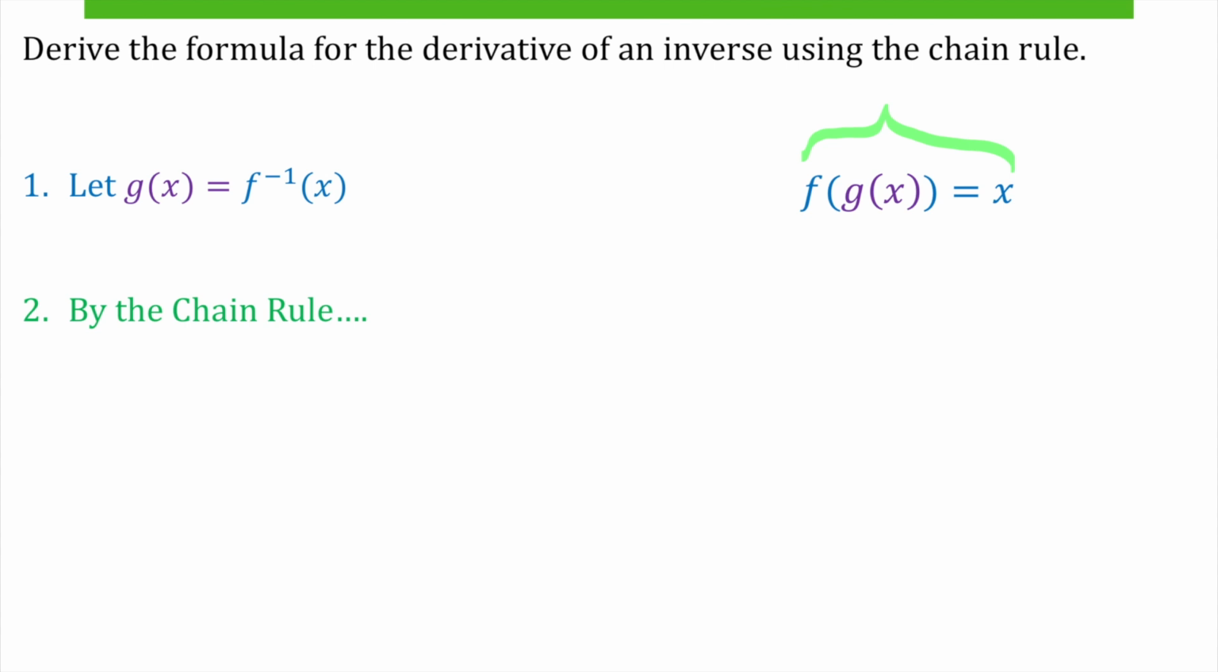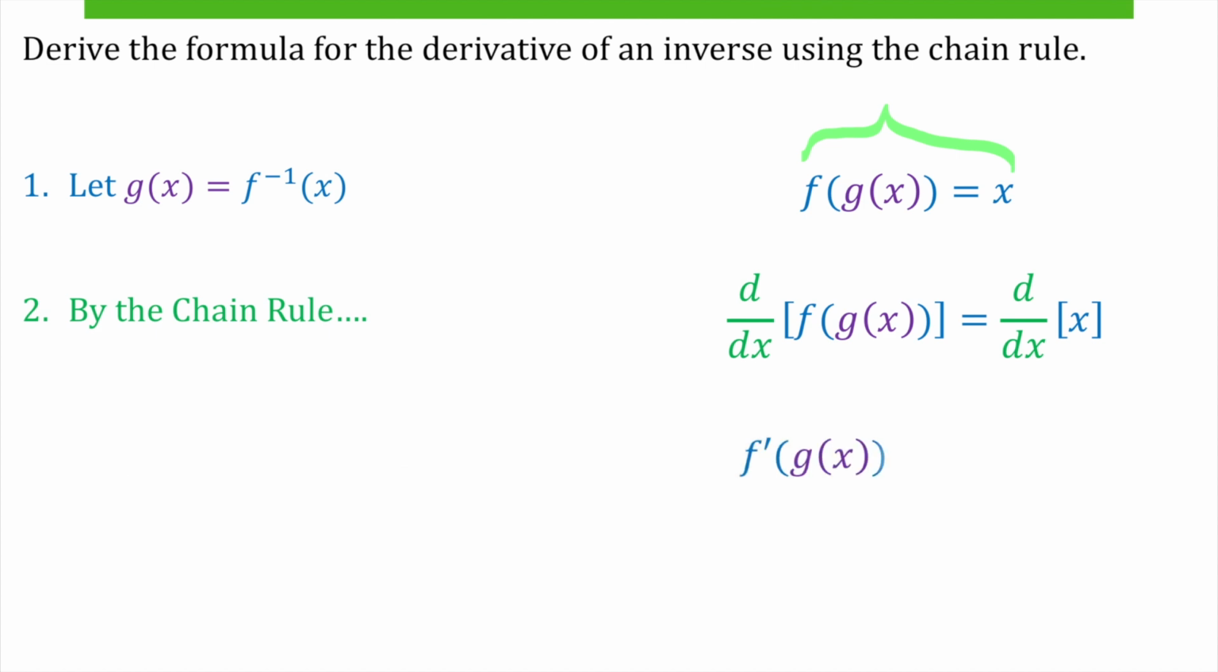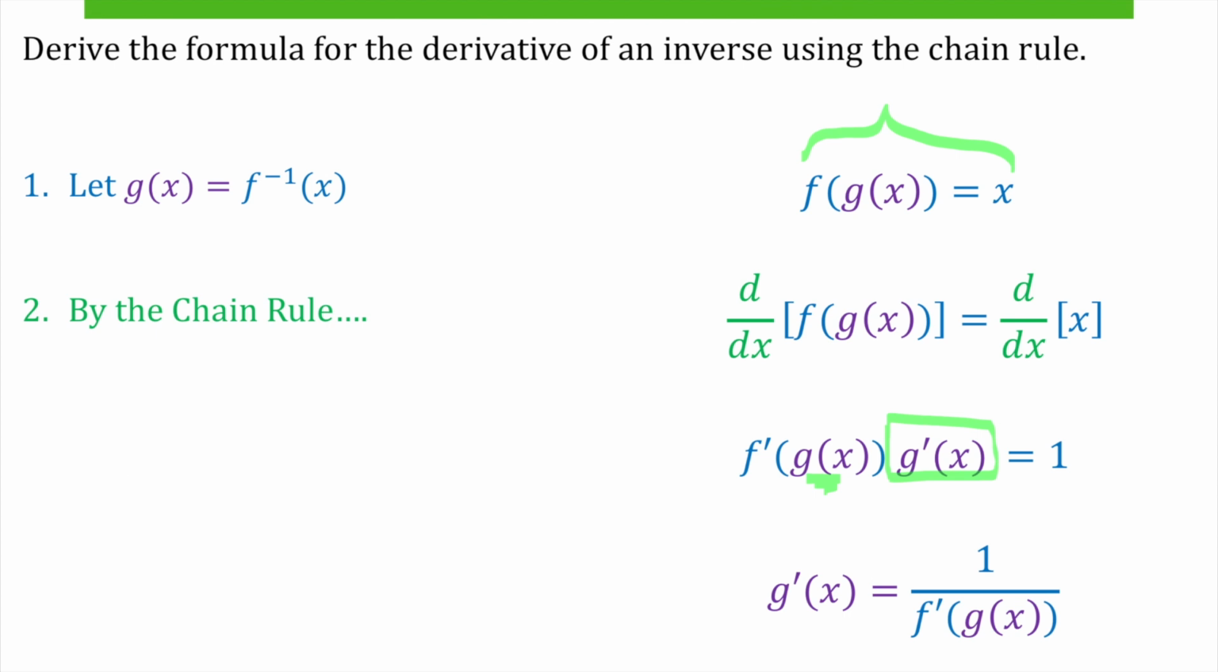Now, by the chain rule, we can take the derivative of both sides. If you take the derivative of the left, you're going to take the derivative of the outside function, keeping the inside the same, times the derivative of the inside function. And then on the other side, the derivative of x is 1. Now I'm looking for g prime of x, so I'll just divide both sides by f prime of g of x. So here's where we're going to live for the next few minutes.